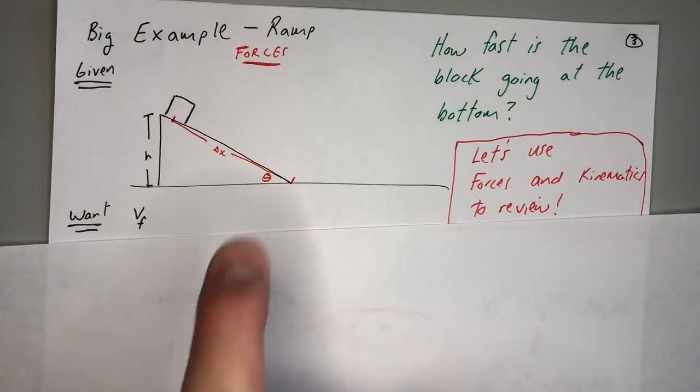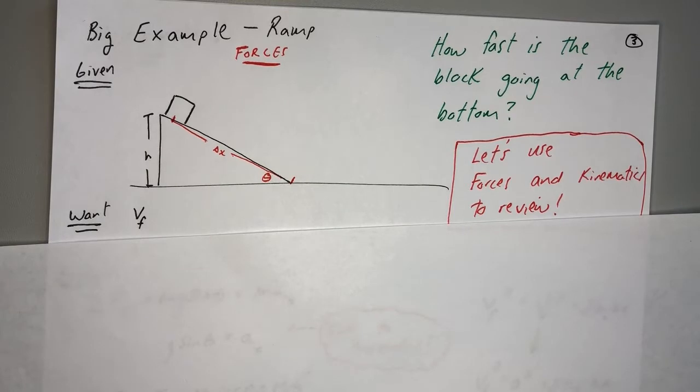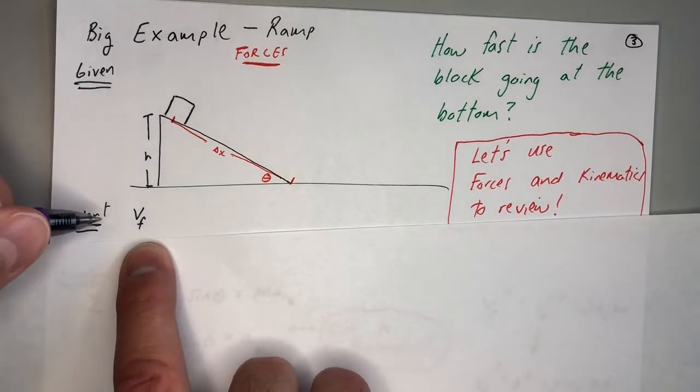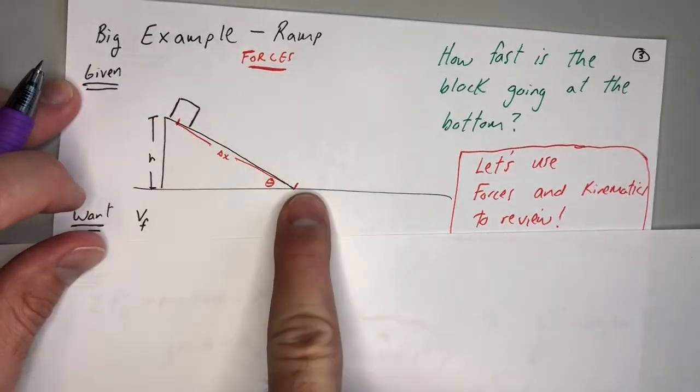I know we're in the energy unit, but we can't let our old tools go to waste. So we're going to review our forces example. Given this, what's the final velocity as the block gets to the end of the ramp?